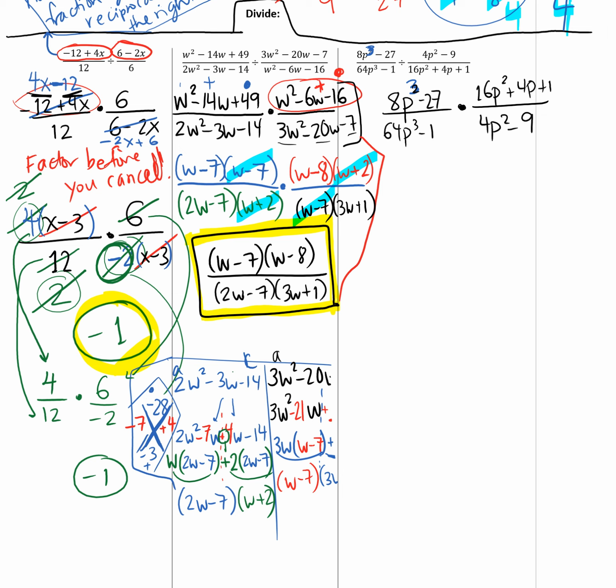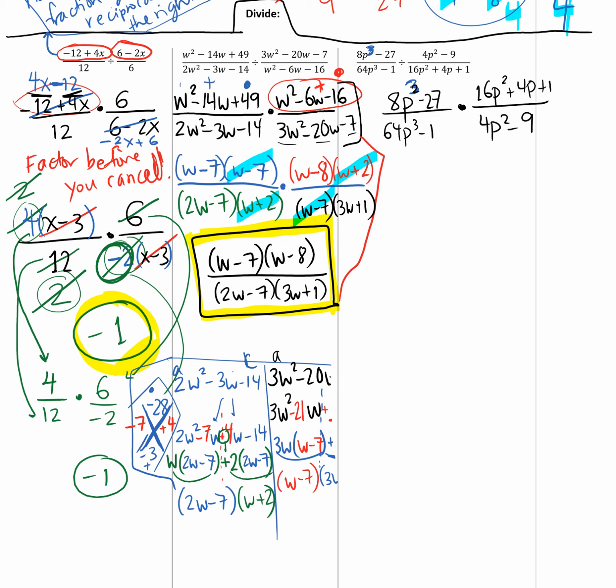The 8p to the third and the 27 have nothing in common, so there's no common factor. It only has two terms. That means it has to be difference of squares, difference of cubes, or sum of cubes. Well, it can't be difference of squares because this power is a 3. Plus 8 and 27 are not squares, they're cubes. 8 is 2 cubed, 27 is 3 cubed. So it's not a difference of squares.